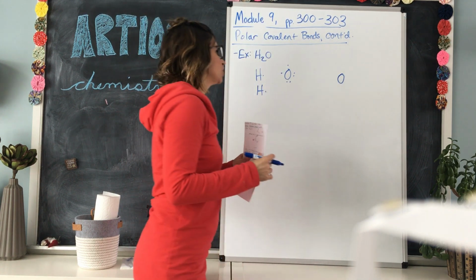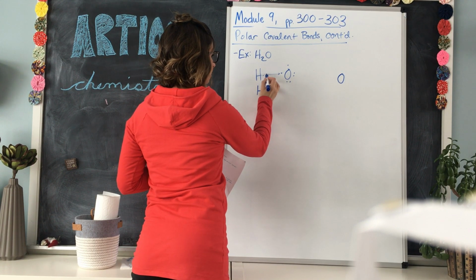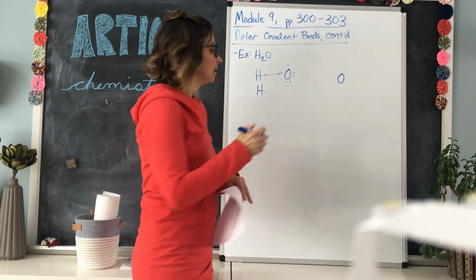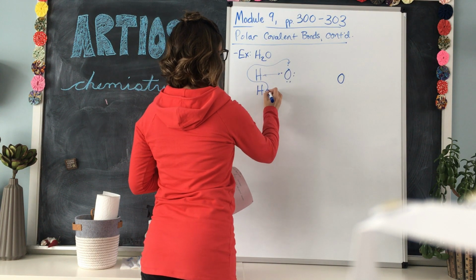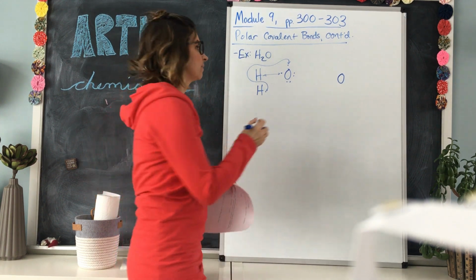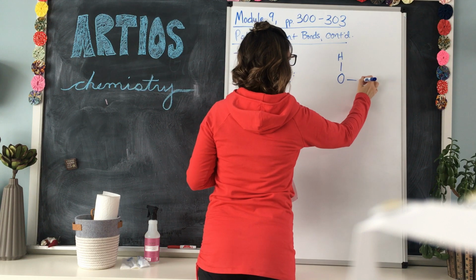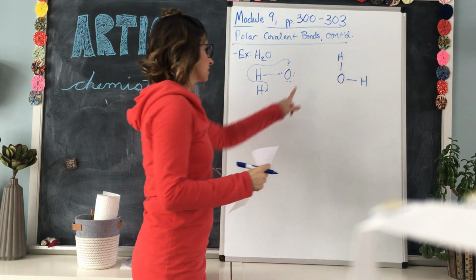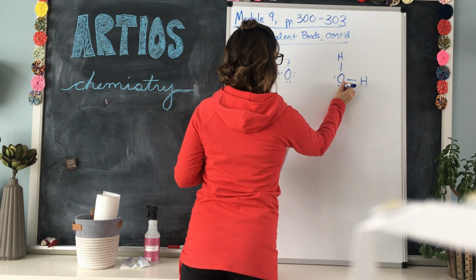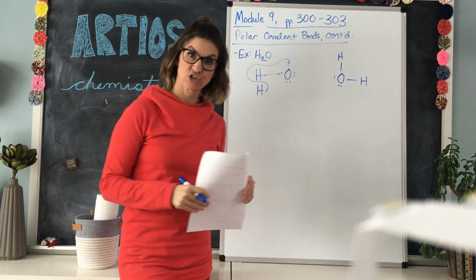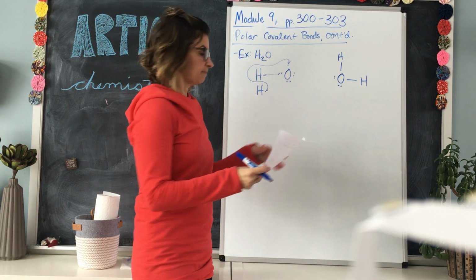So we can start with oxygen here, and we can see that these 2 electrons could be shared to form a covalent bond. And then we can see that these 2 electrons could be shared to form another covalent bond. So we draw it like this: 1 covalent bond, 2 covalent bonds, and then oxygen still has those 2 non-bonding electron pairs. Okay, so our Lewis structure for water would look like this.